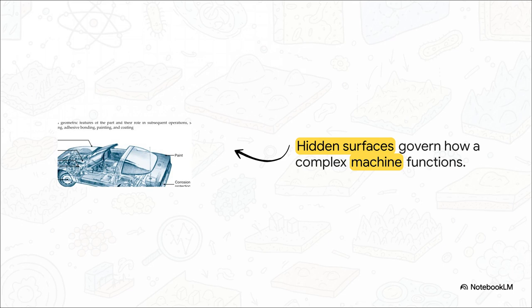Beneath the glossy paints and the hidden corrosion protection, there's a whole universe of mechanical interactions happening. You've got valves, seals, piston rings, wheel bearings, brake drums, countless parts just constantly sliding against each other. And the success or failure of this machine? It isn't just about its overall shape or bulk strength. No, it's governed entirely by these hidden, microscopic surface textures.